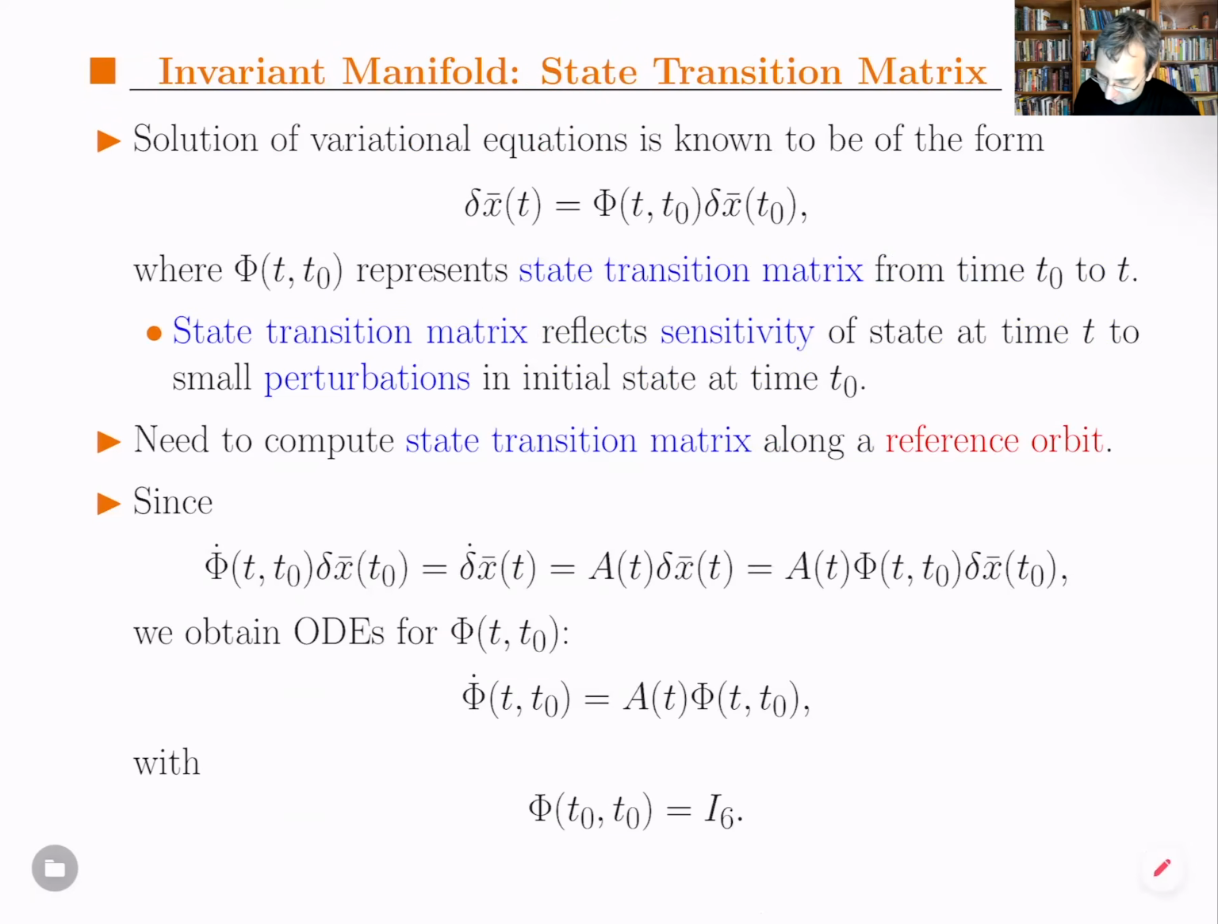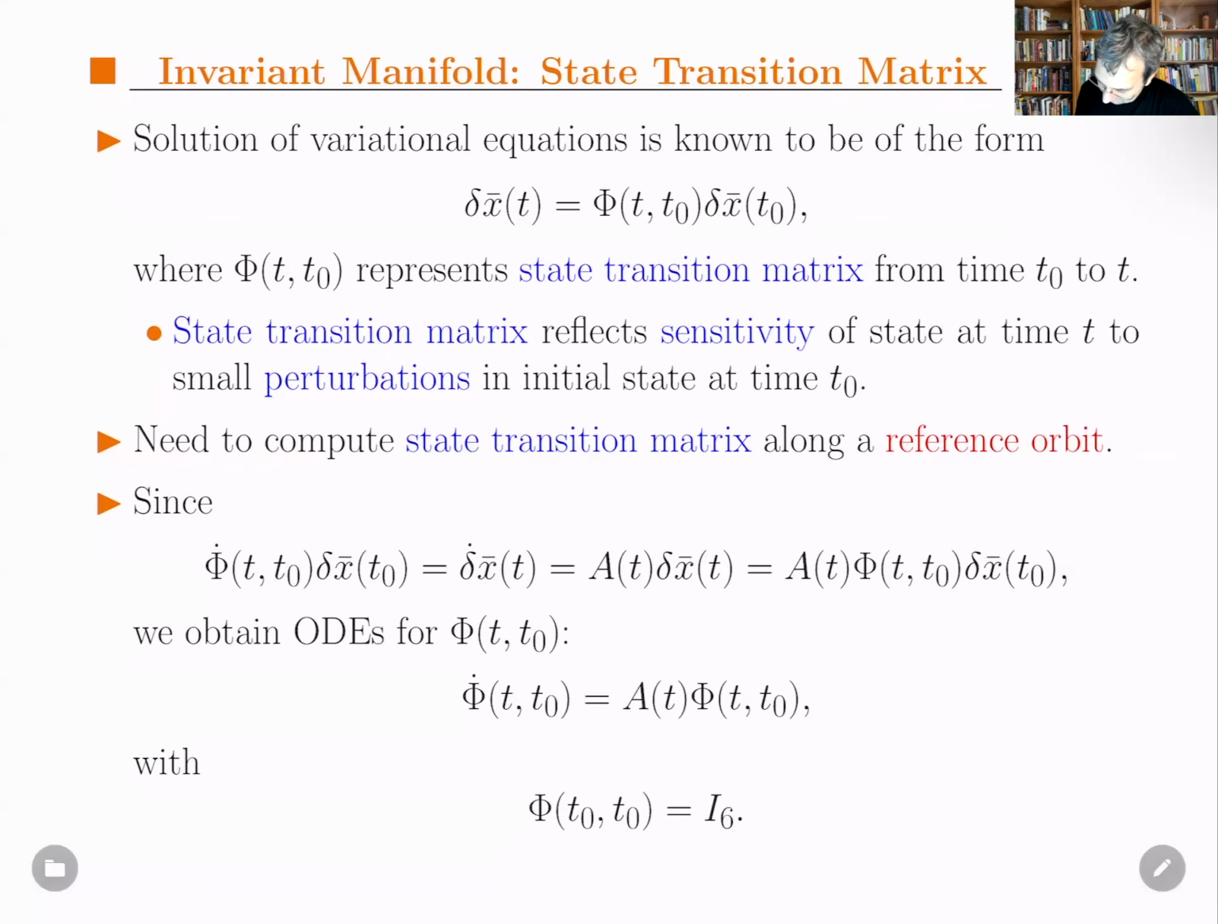The solution of the variational equation is known to be given by a state transition matrix. So if I have an initial variation at some time t naught, multiplying that by the state transition matrix from t naught to t gives me what the small variation is after the elapsed time. So it gives the sensitivity of the state at some final time t to initial perturbations or displacements at t naught. And these are the ODEs that we get for the 6x6 state transition matrix.